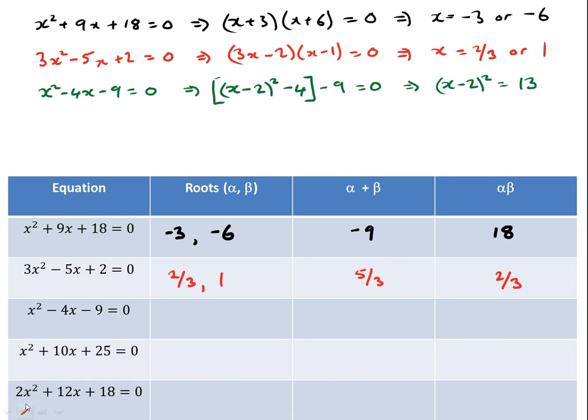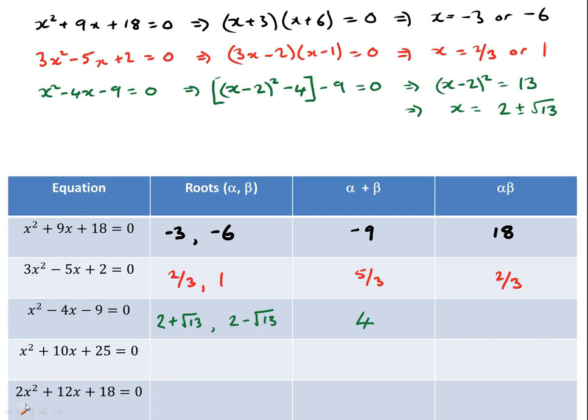So x minus 2 is plus or minus the square root of 13. So x must be 2 plus the square root of 13, or 2 minus the square root of 13. So my two roots are 2 plus root 13 and 2 minus root 13. If I add those together, the root 13 simply cancel each other out and we get 4.